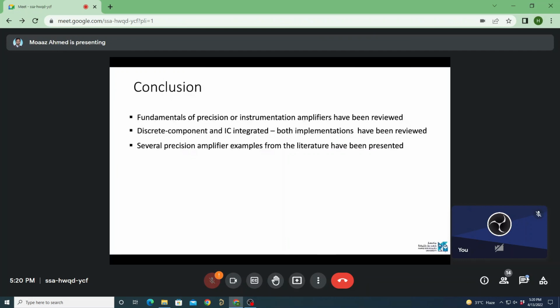And if you have the luxury of an IC, then you have all the options open. You can have chopper amplifiers, switched capacitor amplifiers, capacitively coupled amplifiers, or current feedback amplifiers, any of these based on your choice or specifications. And then some examples from the literature have been presented. That's all. Anyone having any question, I can take it.